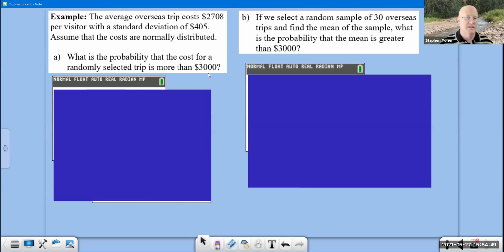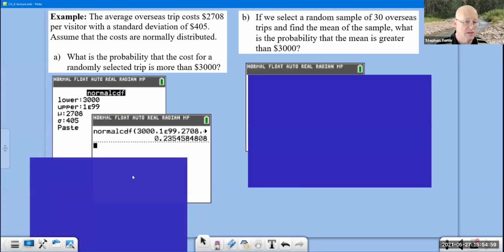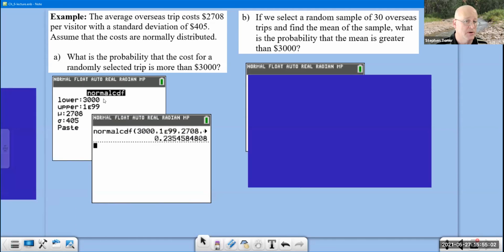Okay, now this is a randomly selected trip. The data is normally distributed. So in this problem here, I'm just going to do what we were doing at the start of this chapter, from 3,000 to positive infinity, with my mean and standard deviation. And you're going to get an answer of 0.2355.